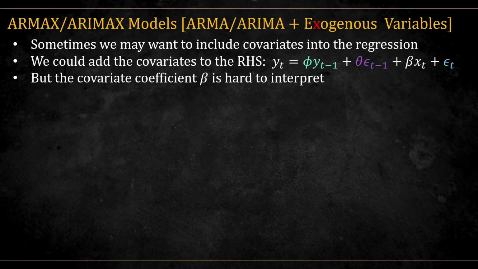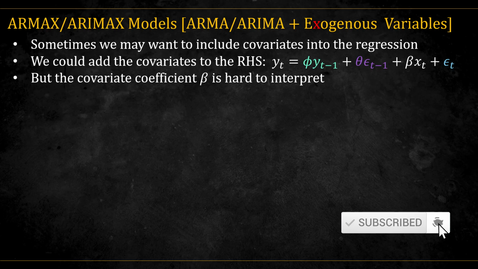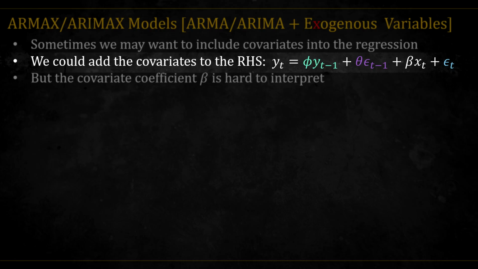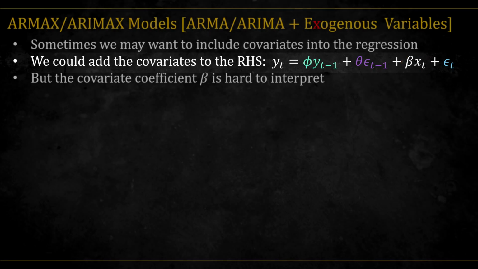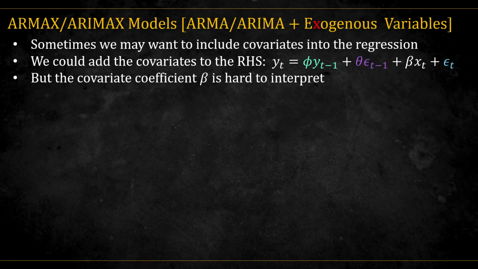What if we want to include exogenous variables in the model? That is, we have a y and we think it's related to some x variable, but in addition it's also related to its past values and some past shocks. This is called ARMAX or ARIMAX, where X stands for exogenous. The simplest way would be to include the covariates on the right-hand side of this ARMA(1,1) equation. The problem is that it makes it difficult to interpret the beta coefficient.